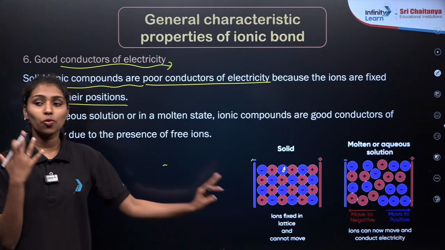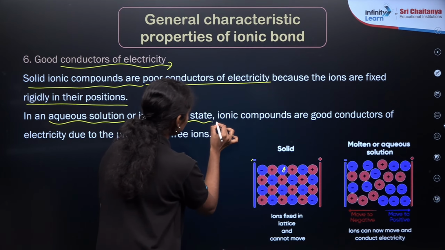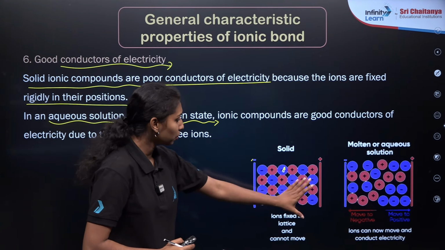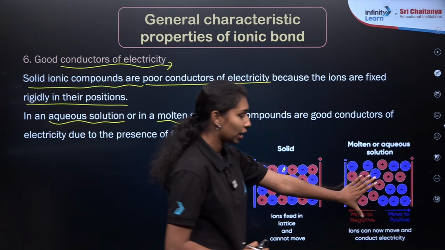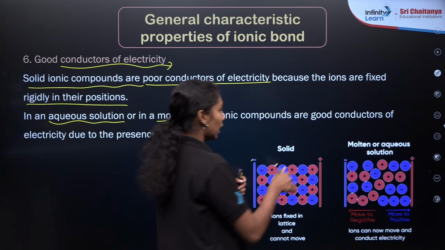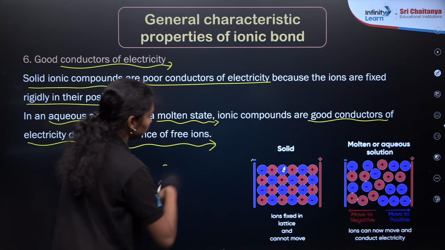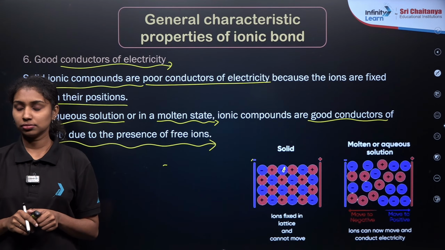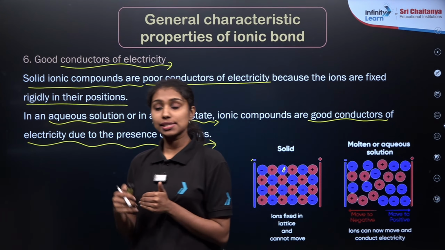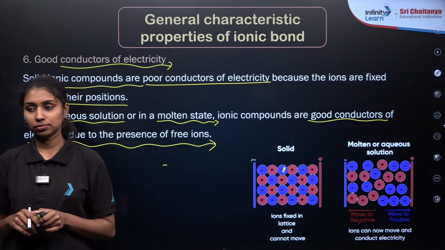But if you are dissolving into the water, if they are forming the aqueous solution or the molten state, if you are melting the particular ionic compound, there will be chances of movement of free ions, right? These cations and anions will start to move. So they will be conducting electricity. Is that clear? There will be good conductor due to the free ions. Okay, I hope you understand. So these are the many important properties regarding the ionic compounds.